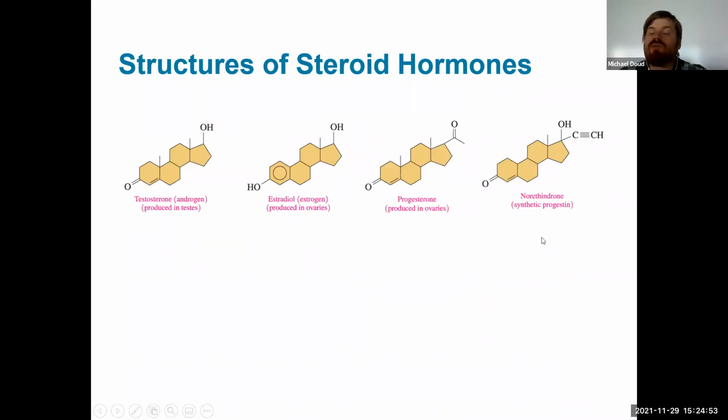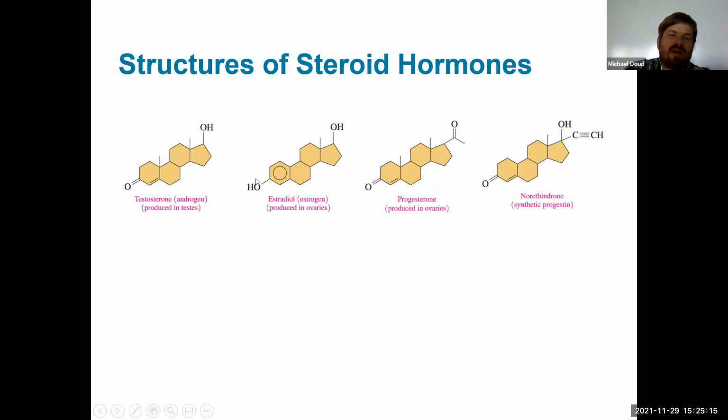And here's an example of some of these. Now, you don't need to memorize these structures or anything like that. You should just be able to, basically, from these structures, recognize, oh, this is a steroid, and it's derived from cholesterol. So for example, this is testosterone or androgen.